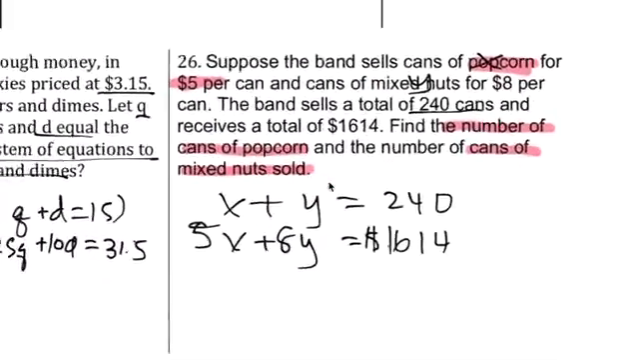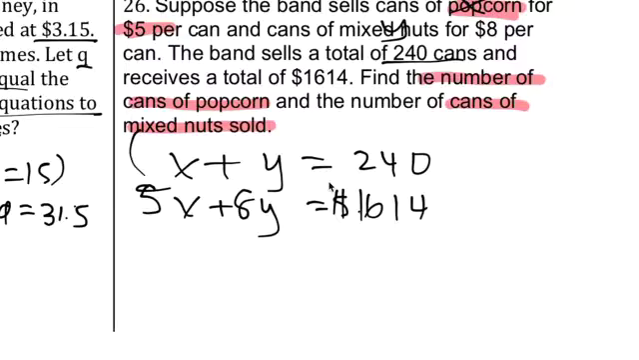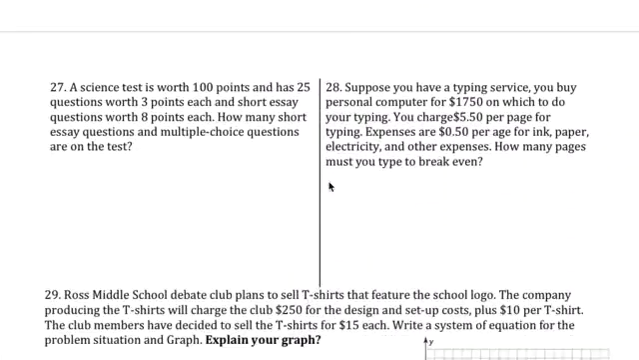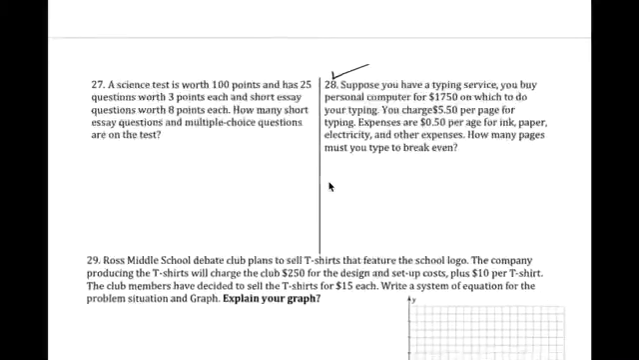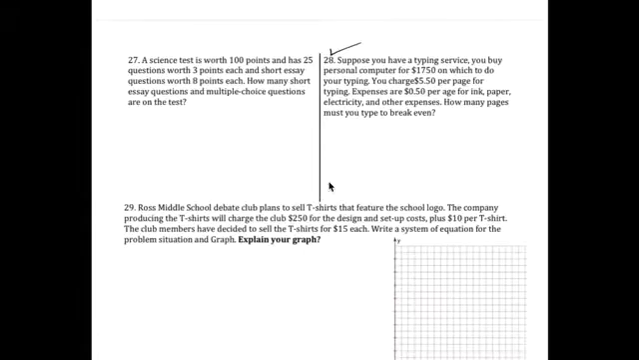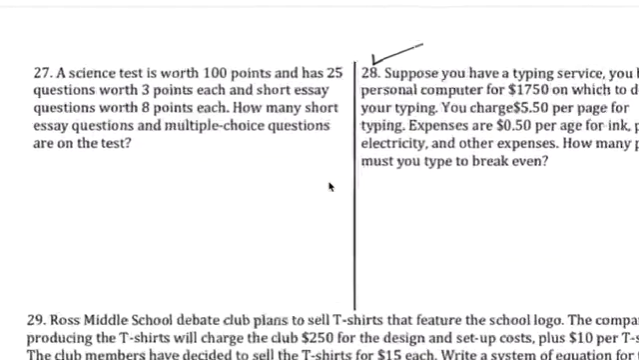And then you use substitution. I would eliminate X by multiplying by -5. Your test would look like number 28. So those are the ones.